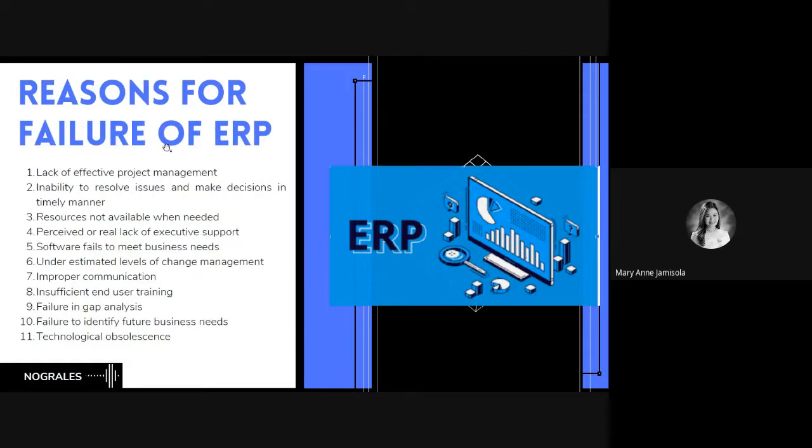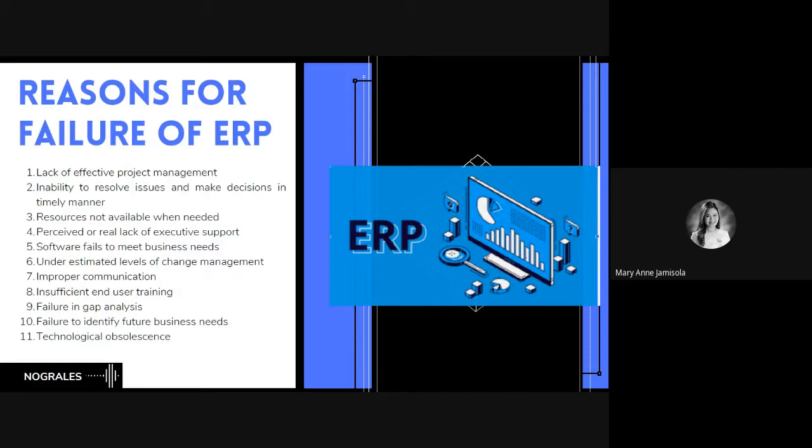Now, sometimes there is a failure of the use of ERP because of the following circumstances. For example, there is lack of effective project management, inability to resolve issues and make decisions in a timely manner. The resources are not available when needed. There is a perceived or actual lack of executive support. The software fails to meet the business needs. So the ERP that you bought is not tailored to your business needs.